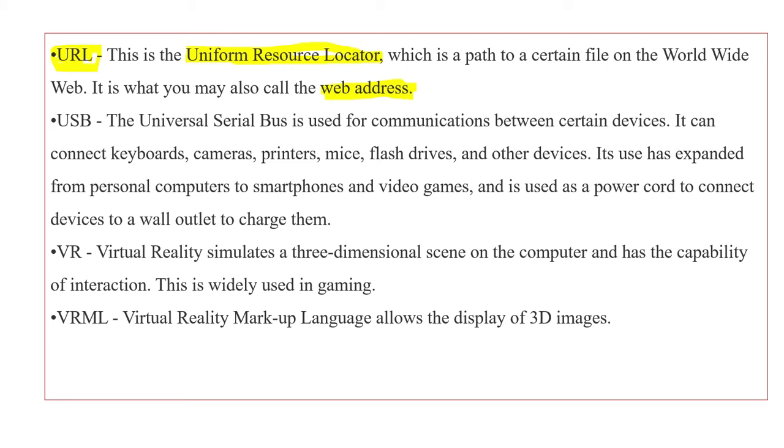Then we have USB. What is USB? USB is universal serial bus. This is also used in common terminology in day-to-day life: USB port, USB cable, USB drive and all. So USB means universal serial bus. It is used for communication between certain devices. It can connect keyboards, cameras, printers, mice, flash drives, and other devices. Its use has expanded from personal computers to smartphones and video games, and it is used as a power cord to connect devices to a wall outlet to charge them.